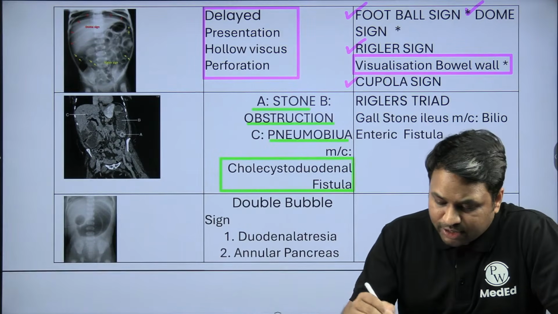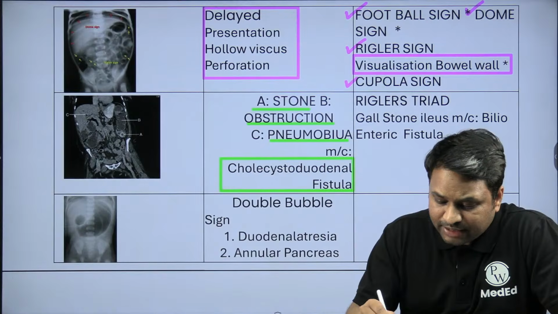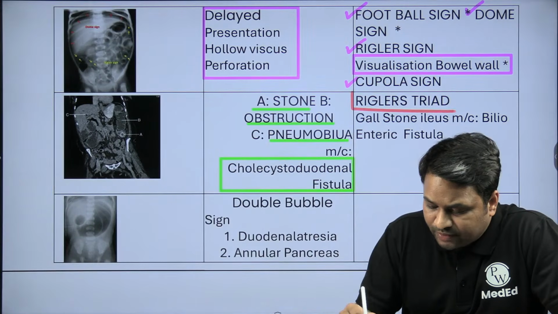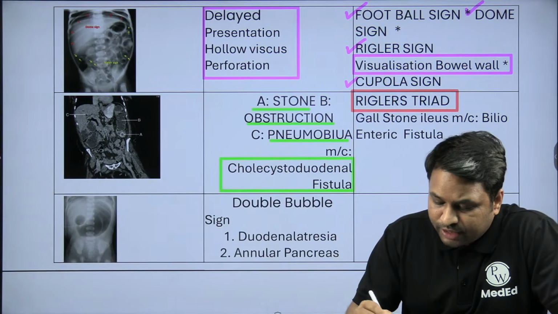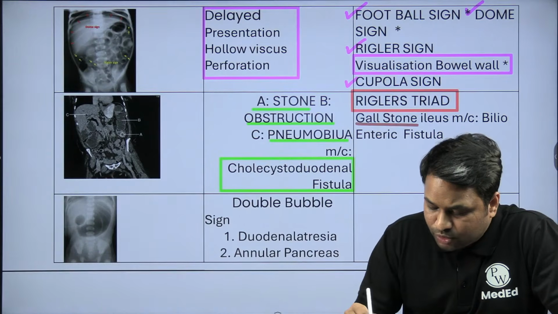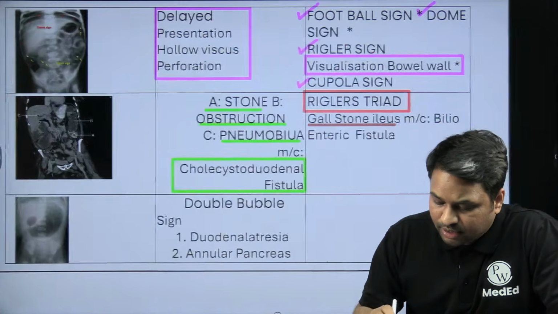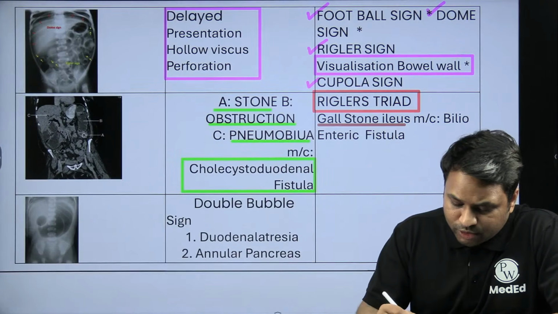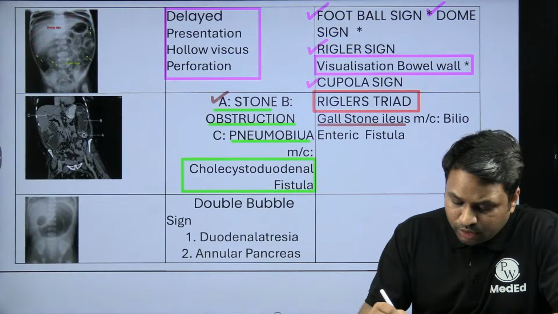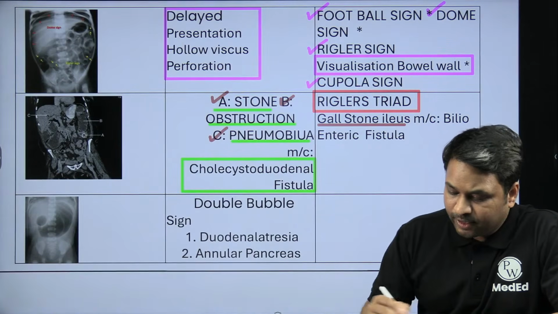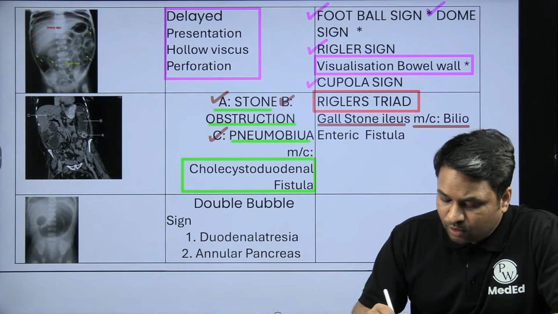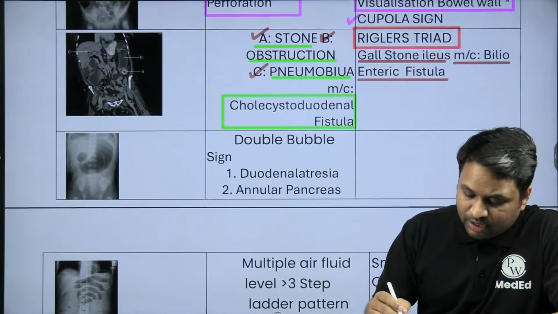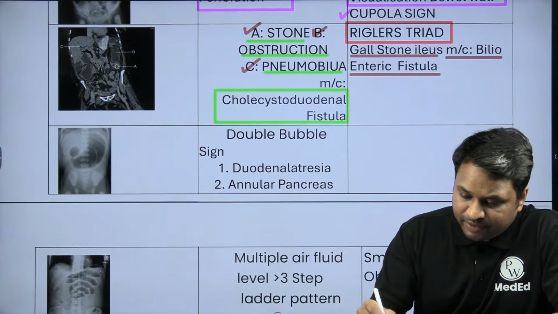So what is a Rigler triad? The Mackler triad is seen in Boerhaave syndrome, which we accidentally said. This is the Rigler triad. So in the Rigler triad, what do you have? You have gallstone ileus. Okay. Gallstone ileus is seen in the Rigler triad. So what is it? Gallstone ileus or the Rigler triad: stone, obstruction, and pneumobilia, right? So the most common cause is a bilioenteric fistula. Now we have already discussed this in the previous radiographs also.